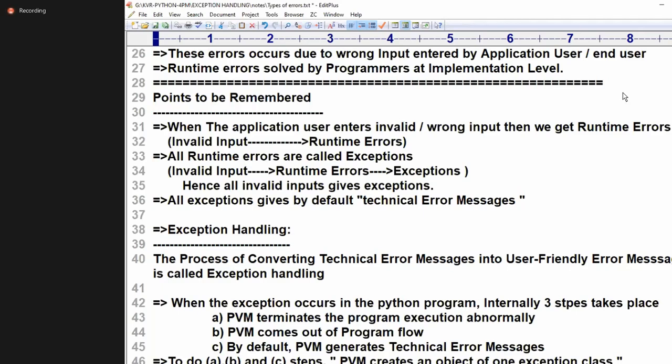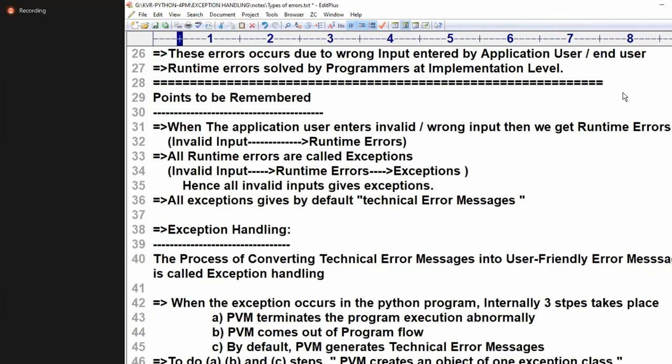Technically, all exceptions of Python, all exceptions of Java even, all exceptions of Python are treated as objects. This is one of the most wonderful points. Technically speaking, all the exceptions in Python are treated as what? Objects. Sir, please show me that one example, sir.